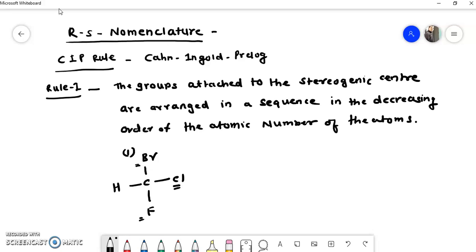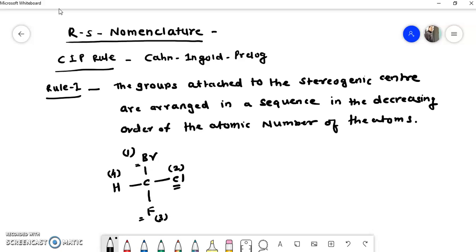Then the atomic number of chlorine is next highest, so it will get second priority. Then the atomic number of fluorine is 9, so it will get third priority, and the atomic number of hydrogen is 1, so it will get fourth priority. So depending upon the atomic number, we have given the priority to the groups which are attached to this carbon. So bromine has the highest priority and hydrogen has the lowest priority. This is the first rule.